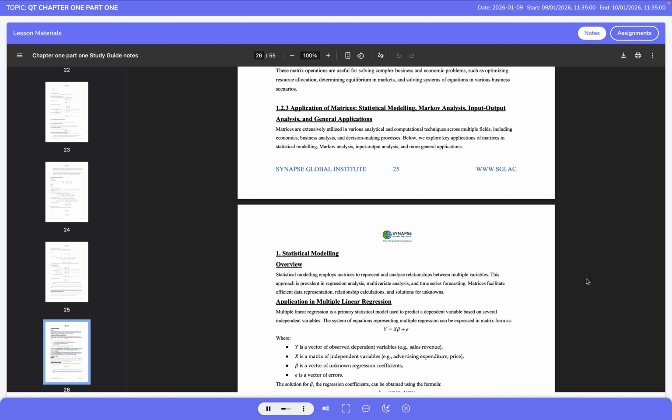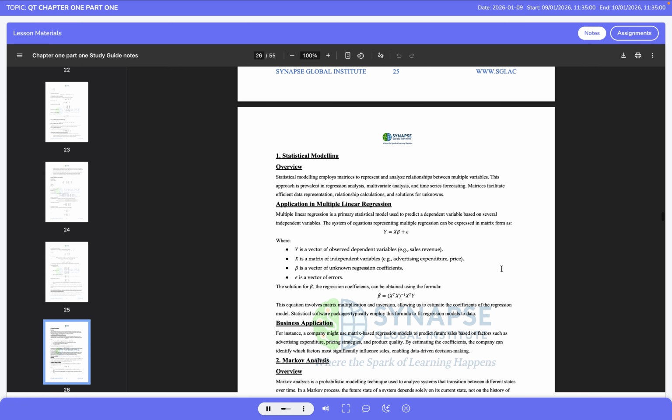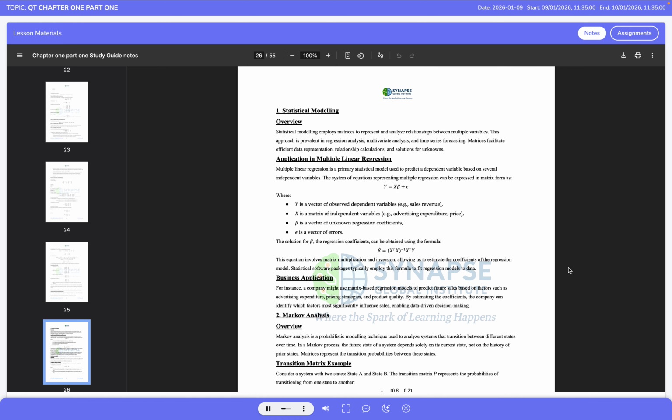Matrices are extensively used in analytical and computational techniques across economics, business analysis, and decision-making processes. In this section, we focus on their application in statistical modeling, Markov analysis, input-output analysis, and several general areas. In statistical modeling, matrices are used to represent and analyze relationships between multiple variables simultaneously. This approach is common in regression analysis, multivariate analysis, and time series forecasting.